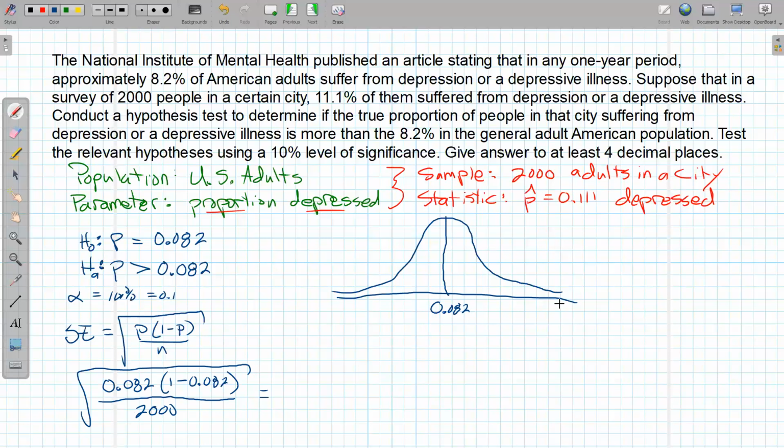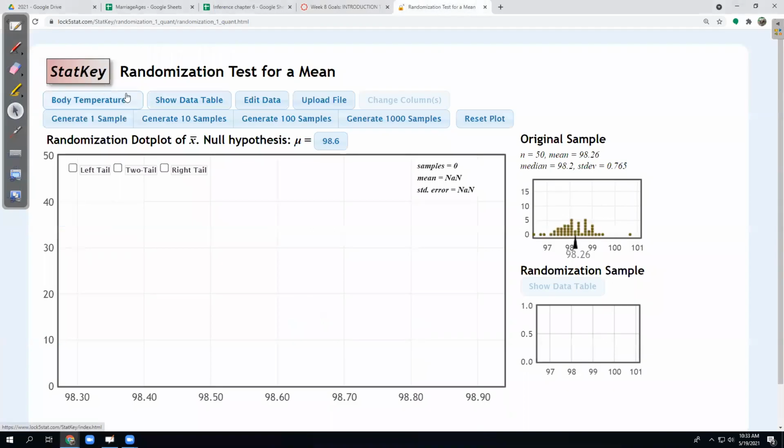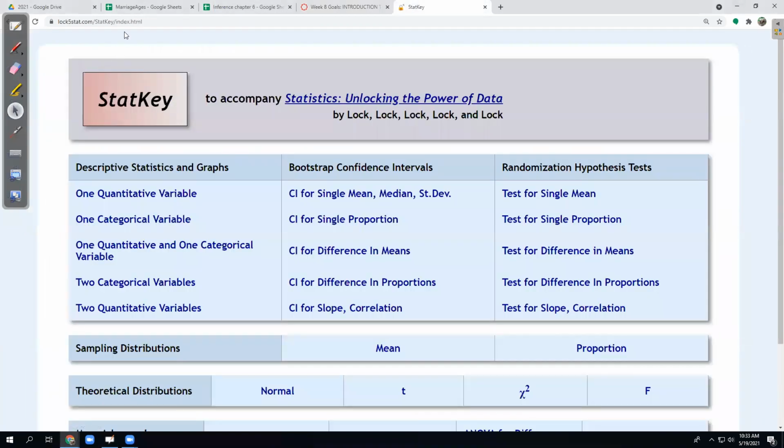So let's jump over to StatKey and enter this information in, and then we'll do it in a spreadsheet. Let's say I already have StatKey here. Hopefully you remember how to get to StatKey. If not, I'll throw the generic link in the chat.